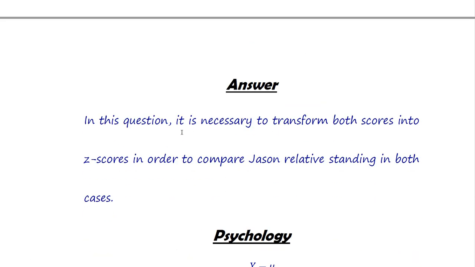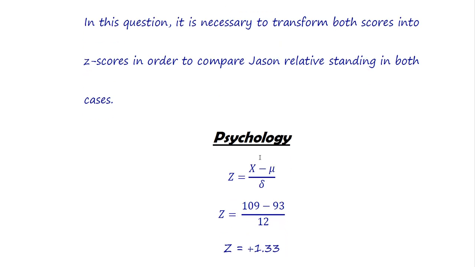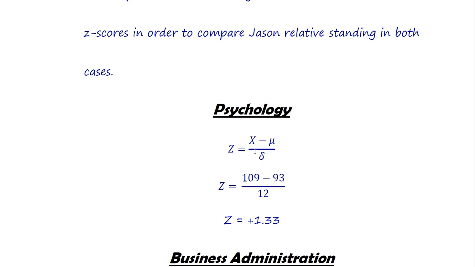Here is the answer. In this question, it is necessary to transform both scores into z-scores in order to compare Jason's relative standing in both cases. First of all, we simplify according to psychology. Here is the mathematical formula. His score in psychology was 109, and the mean of all candidates in psychology is 93 with a standard deviation of 12, and the z score is equal to plus 1.33.